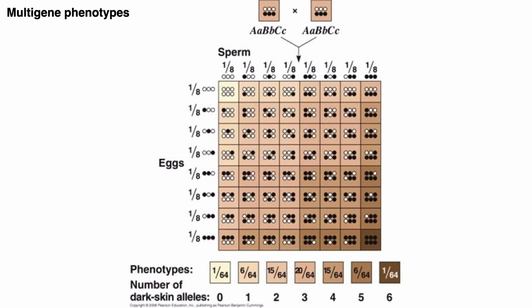If a person has no dominant alleles, that 1/64th of the time where they have all recessive copies, you end up with very light skin. If a person has one dominant dose of an allele and then 5 recessive ones, that 6/64ths of the time, then you're going to be a little bit darker.